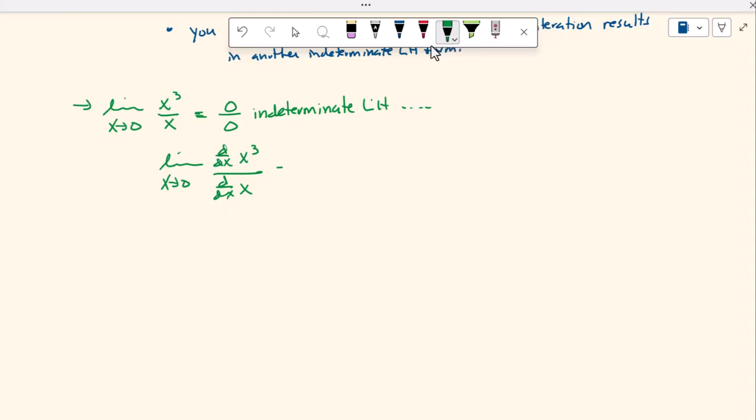So in rewriting this, I have the limit as x approaches 0. The derivative of x cubed is 3x squared. The derivative of x is 1. And now when I take the limit and I plug 0 in, I get 3 times 0 squared is 0. 0 over 1 is 0, and that's my limit. Now I would have gotten that limit if I would have reduced this and simplified and then taken the limit as well. But I just wanted to show you how L'Hopital's works in a very basic form.